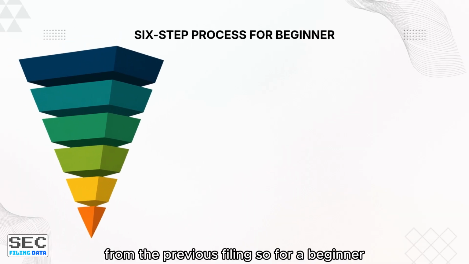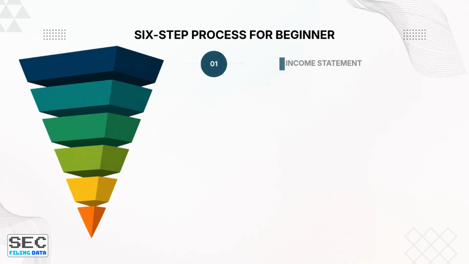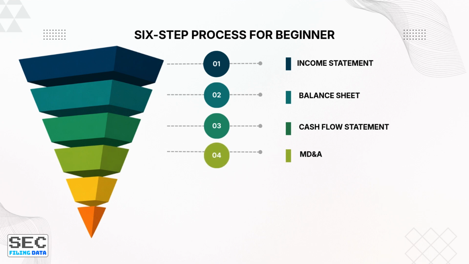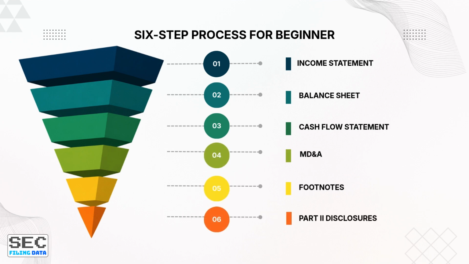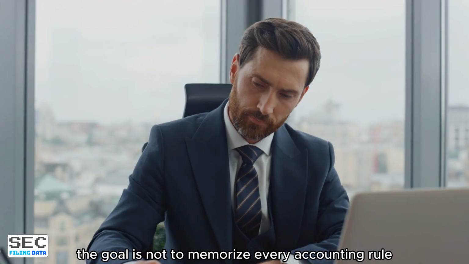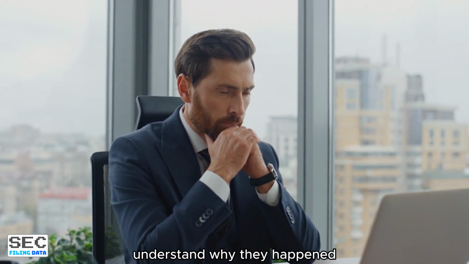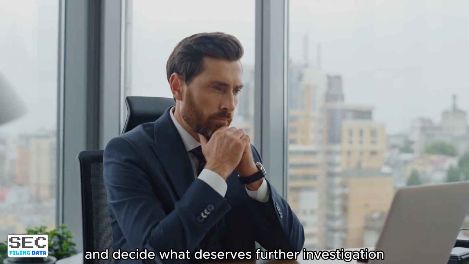So, for a beginner, use this 6-step process: income statement, balance sheet, cash flow statement, MD&A, footnotes, and Part 2 disclosures. The goal is not to memorize every accounting rule. The goal is to identify changes, understand why they happened, and decide what deserves further investigation.